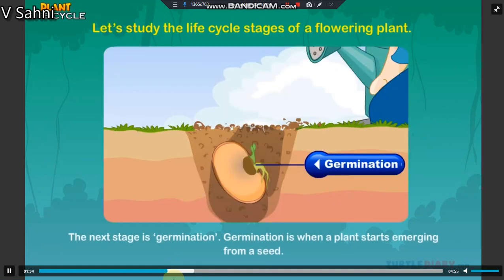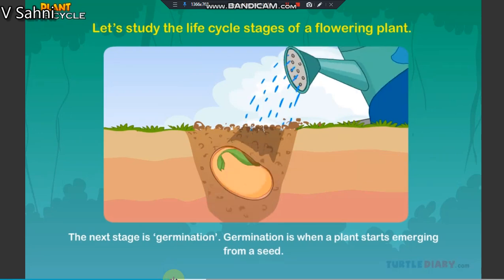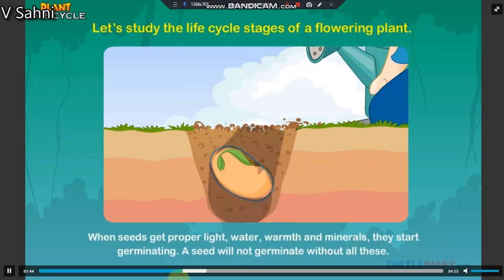The next stage is germination. Germination is when a plant starts emerging from a seed. When seeds get proper light, water, warmth, and minerals, they start germinating.